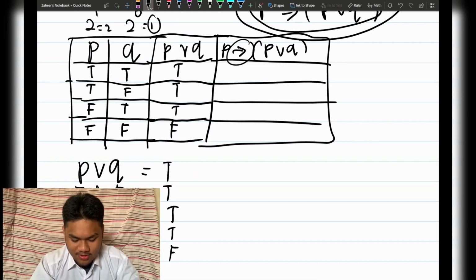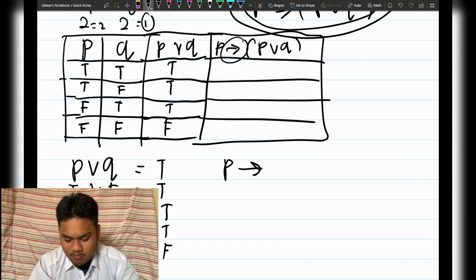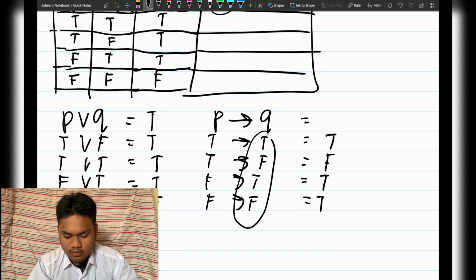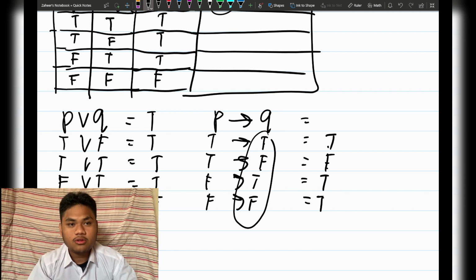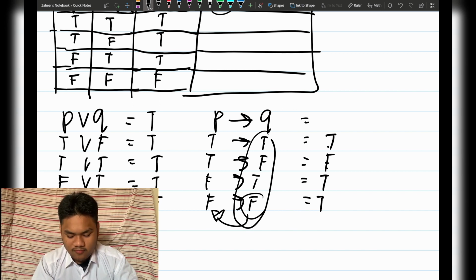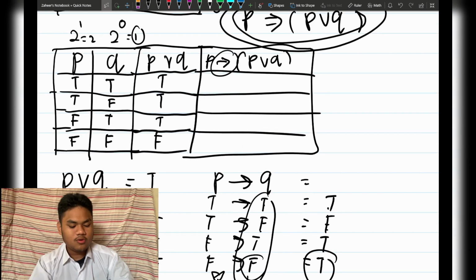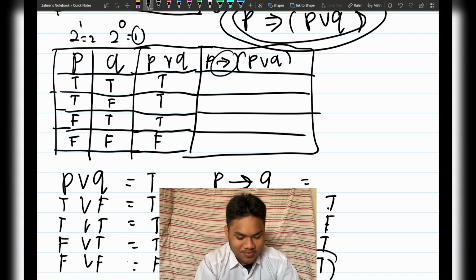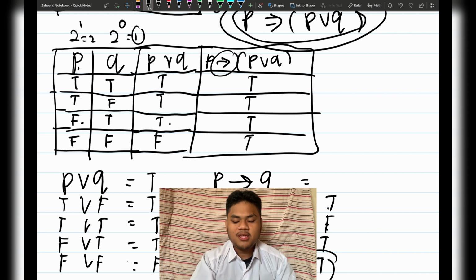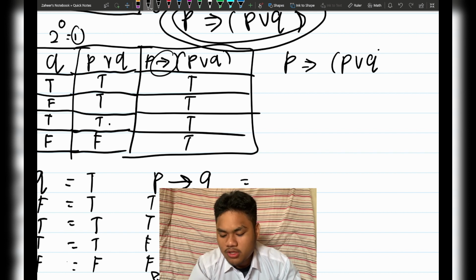Okay, I will explain about implies. For example, P implies Q, we just look at the conclusion. If the conclusion is true, then the result is true. But for the result to be false, the first must be true and the conclusion false. So false implies false is equal to true. Now we look at our table again. We look at P and P or Q, so that we can prove that P is logically equivalent with P or Q.